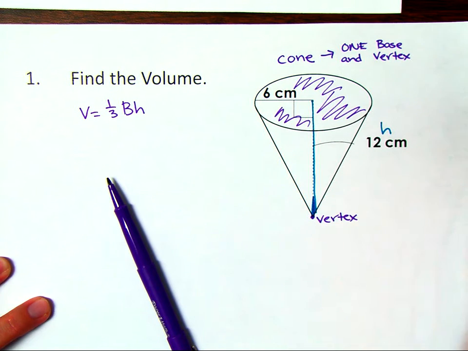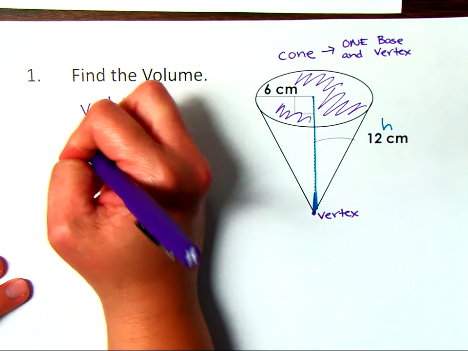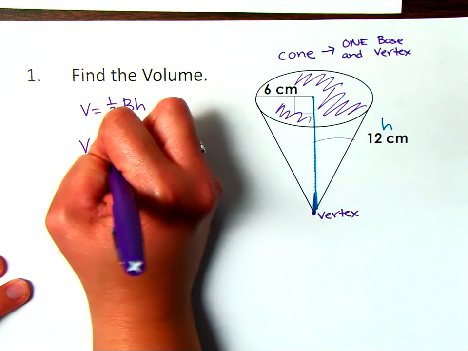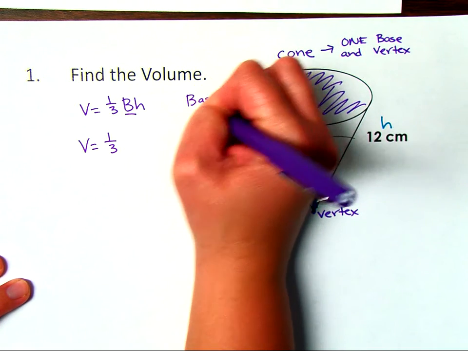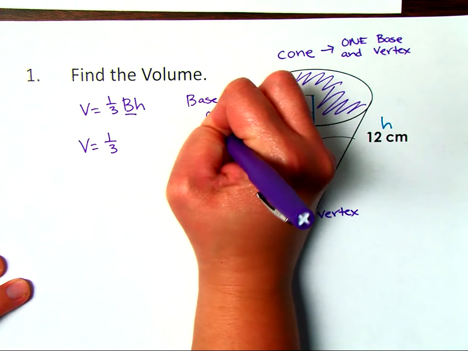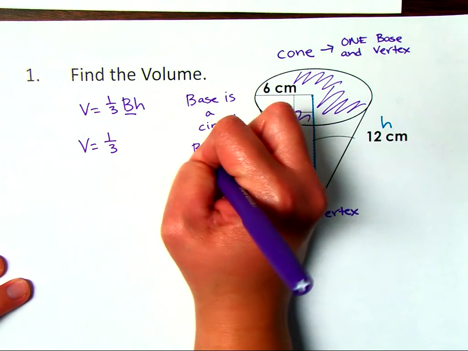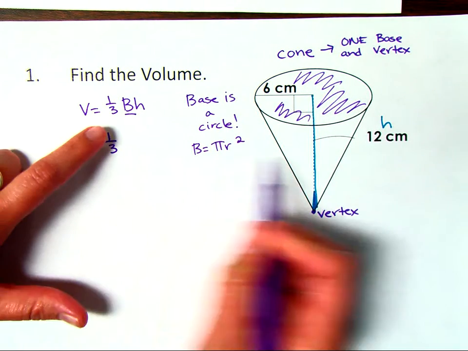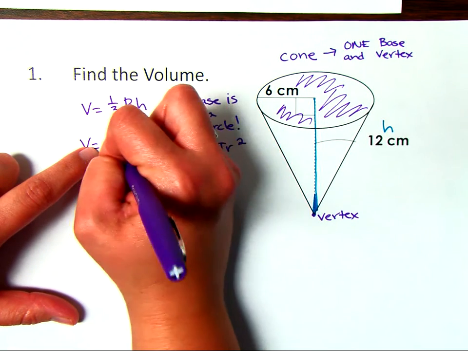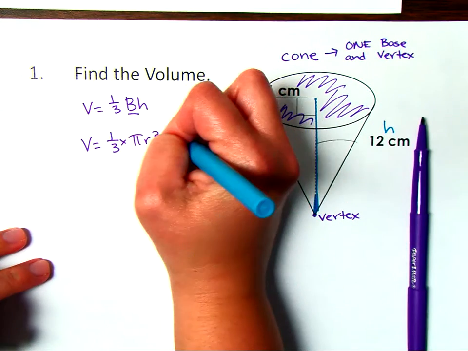Okay? So this is why we talked about prisms and pyramids before we even started talking about cylinders and cones, to really relate those formulas. So we're going to go ahead and look at this and solve it. 1/3, well, the base itself, the base is a circle. So the base is a circle in a cone and in a cylinder. So the big B, the area of the base, is going to be pi r squared. So anytime you have the volume of a cone, you're going to do 1/3 times pi r squared times the height.